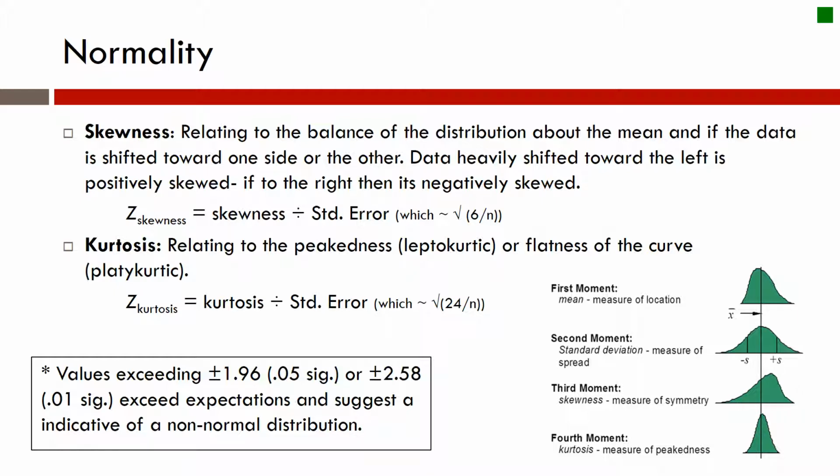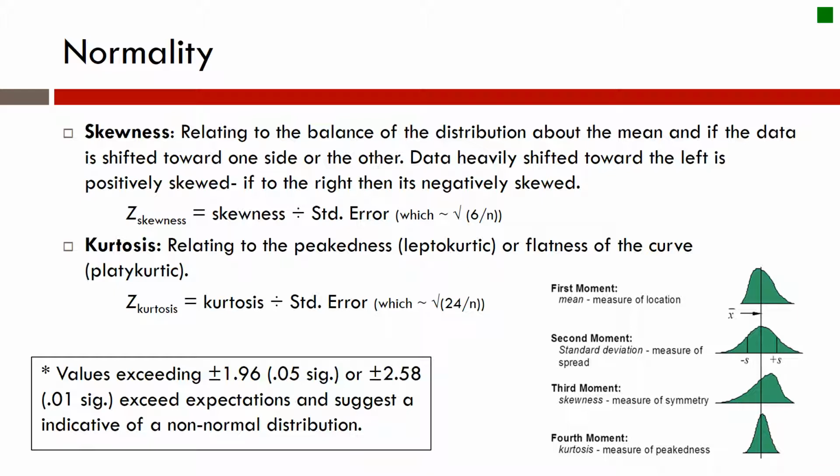So when we look at skewness, we look at the balance of the distribution around the mean and if the data is shifted to one side or the other. So data heavily shifted towards the left is positively skewed. If it's heavily shifted to the right, it's negatively skewed. Okay, and what we're going to want to do is look at the skewness.